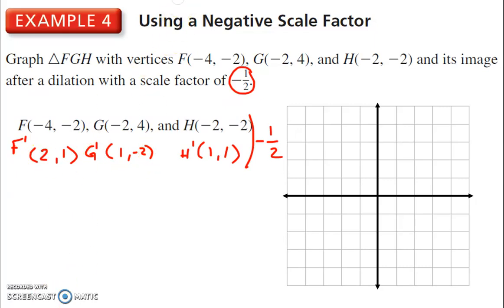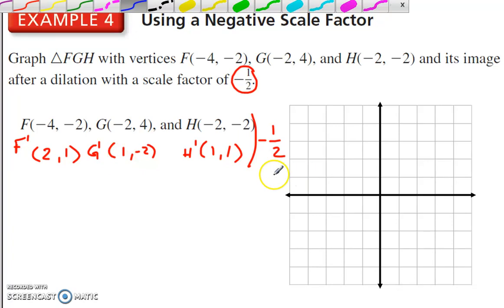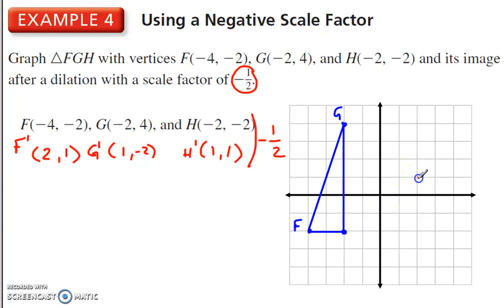Draw my original shape. F is negative 4 and negative 2. So there's our original shape, and then 2 and 1. There's F prime. G prime is 1 and negative 2. And then H is 1 and 1. There's H prime. And notice that our shape flipped upside down in the dilation. So it's half as big, but it flipped upside down.